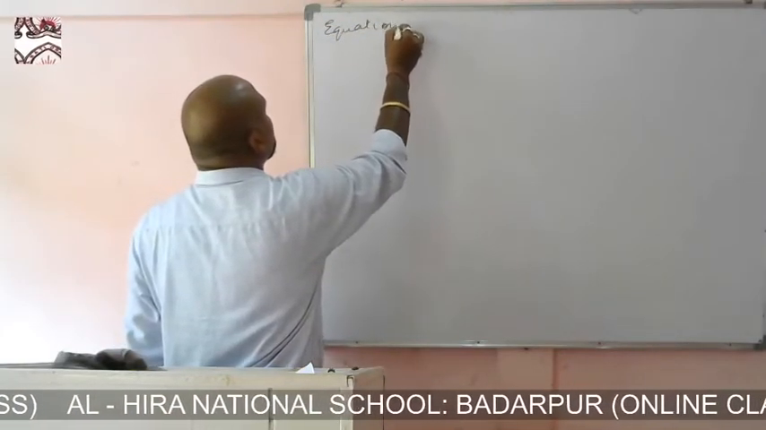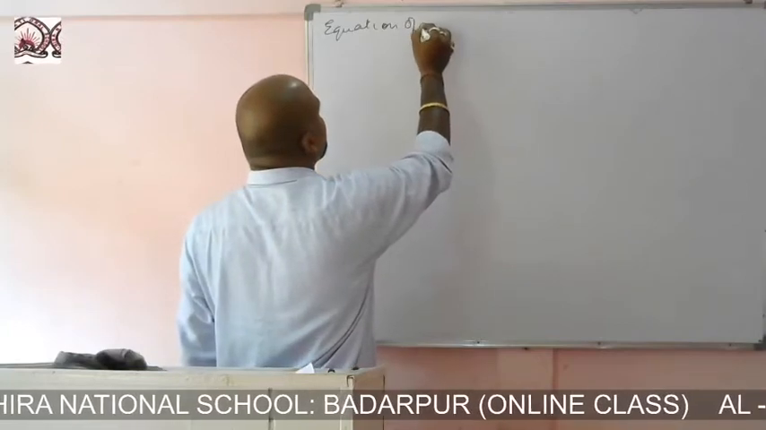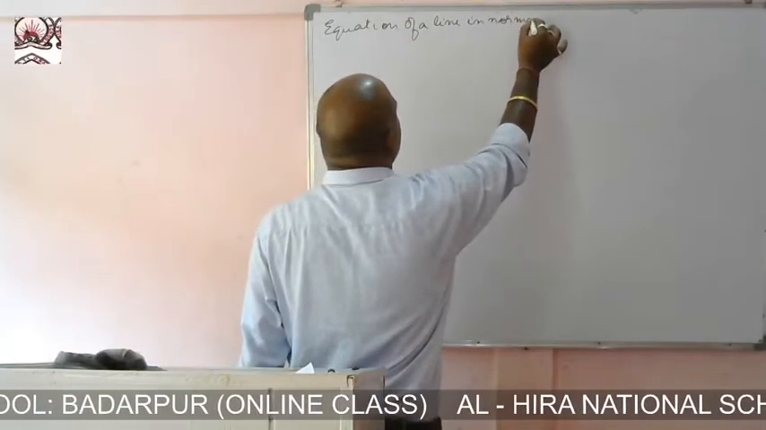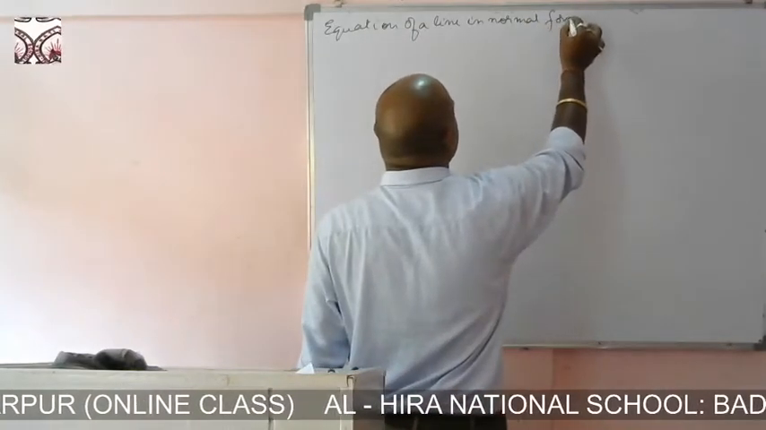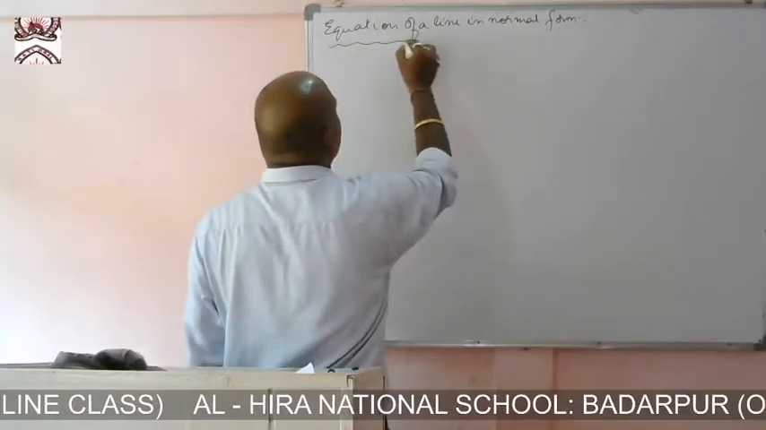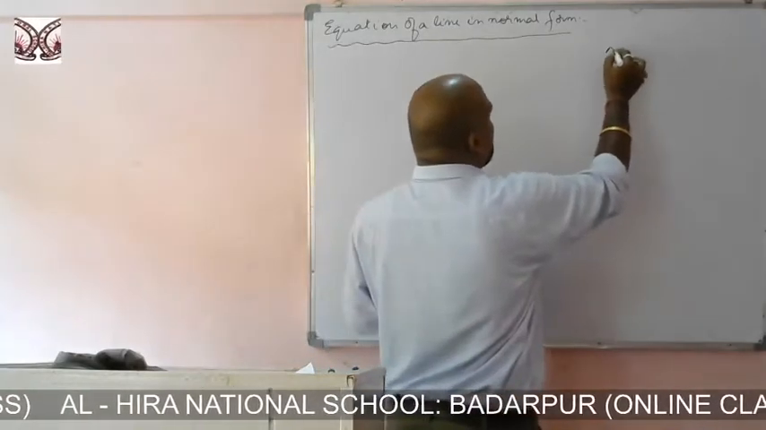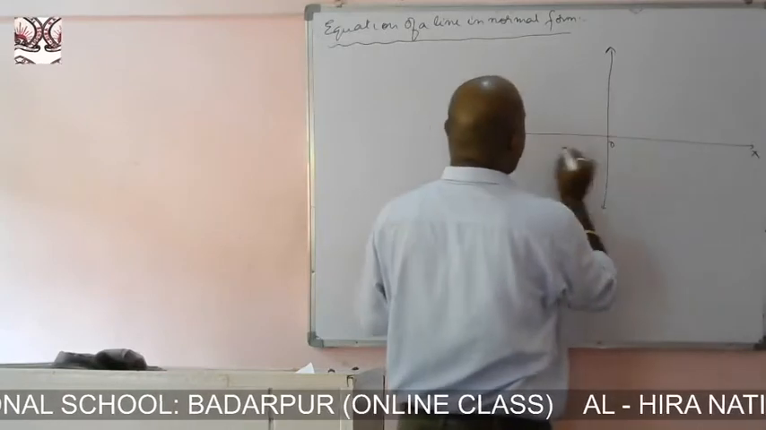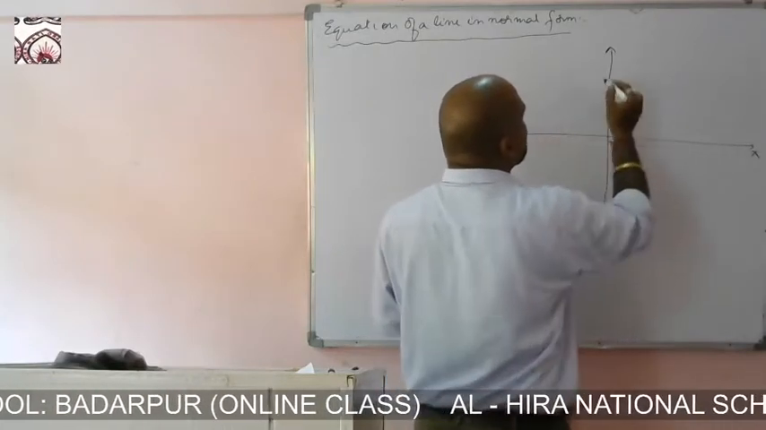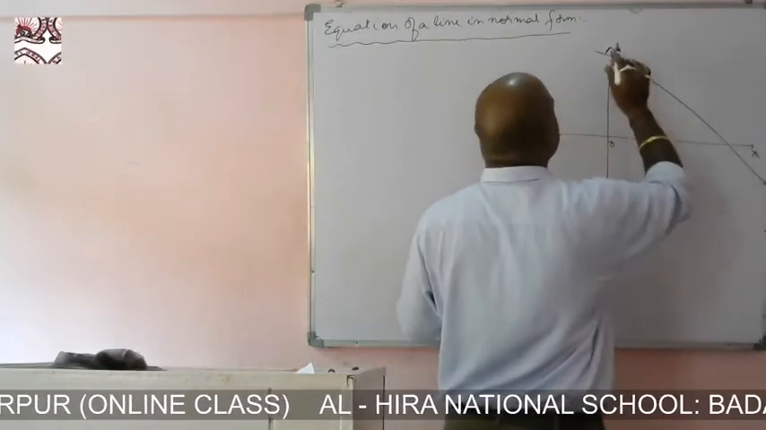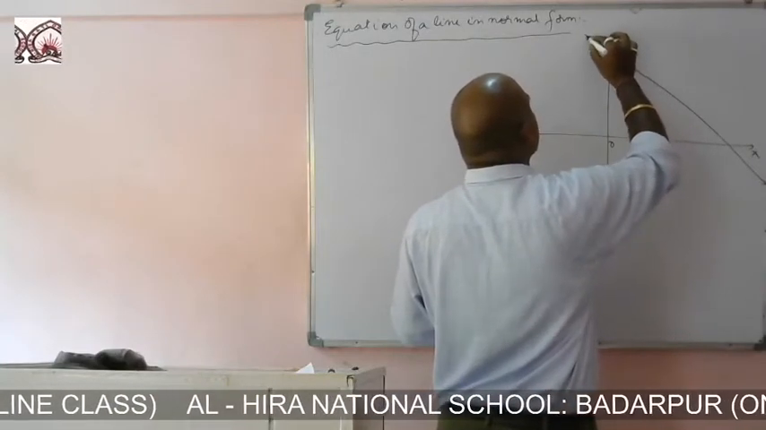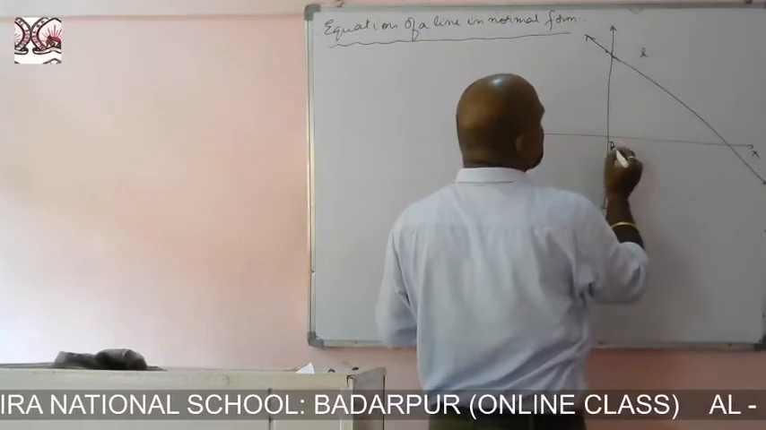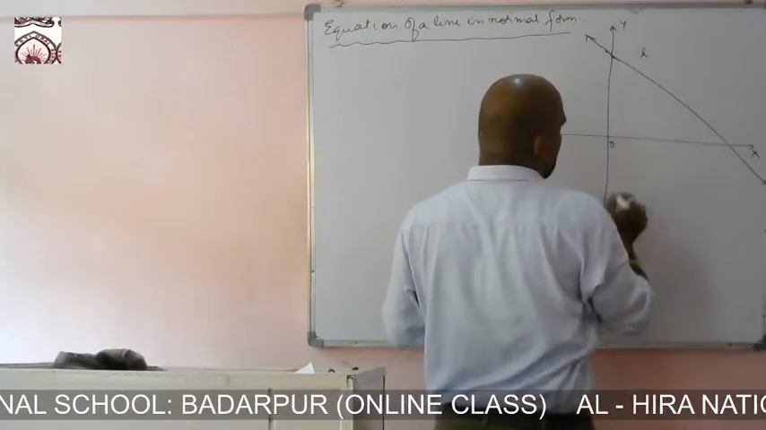Equation. Next, equation of a line in normal form. Let us consider x and x', and let us consider this is a line L. This is y and y'.